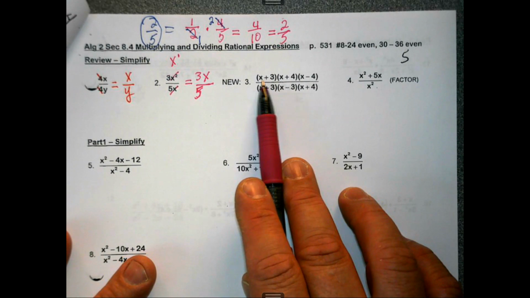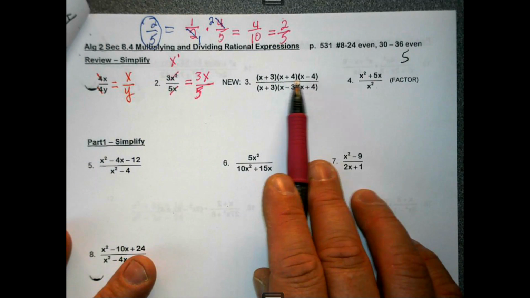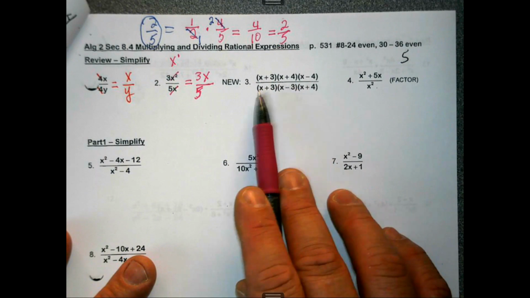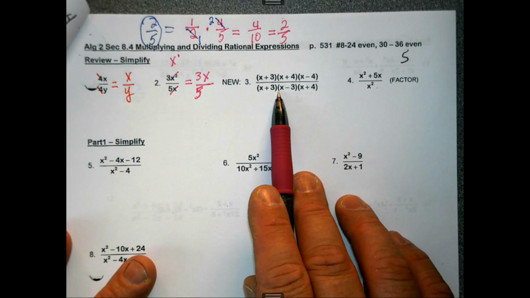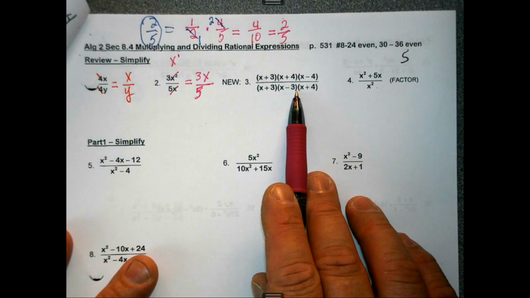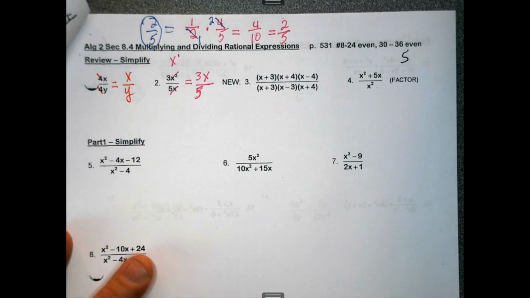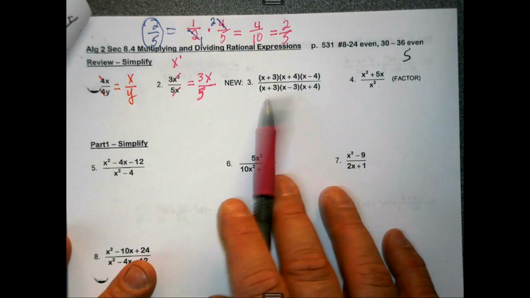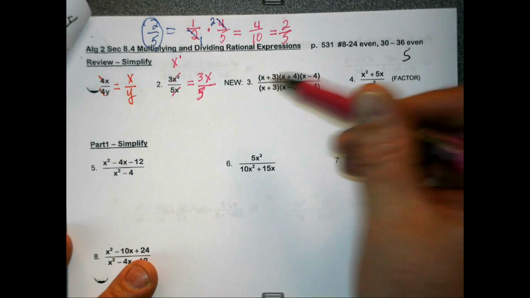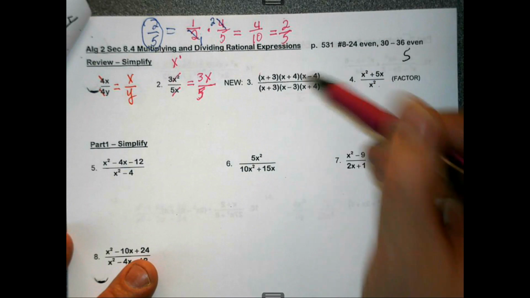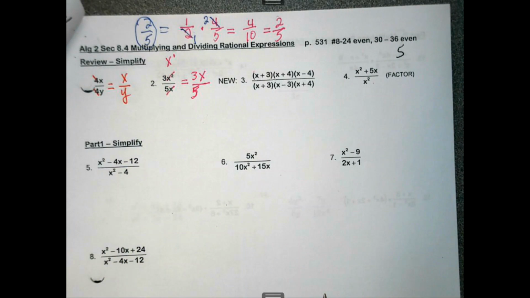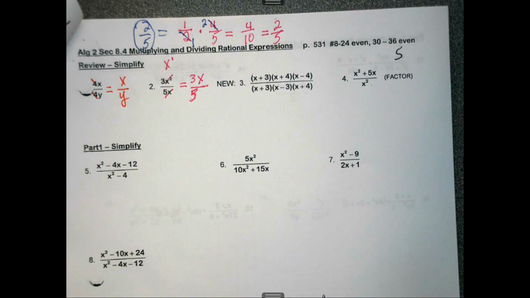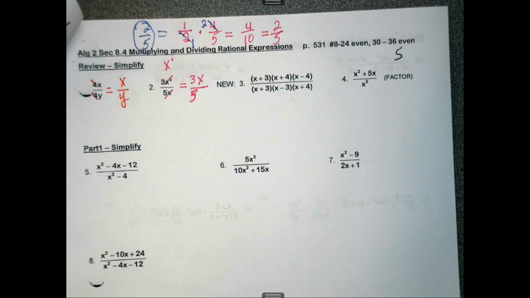I have the quantity x plus 3 times the quantity x plus 4 times the quantity x minus 4, all divided by the quantity x plus 3 times the quantity x minus 3 and times the quantity x plus 4. It's not too much. It's only six factors. By the way, what are these quantities called? They're factors. They're factors of a polynomial. It's what you did last night, right? When you factored your quadratics, you got quantities times each other.